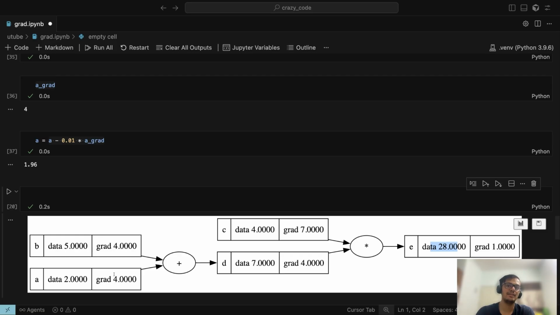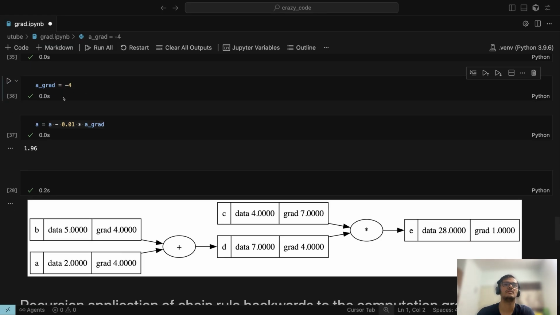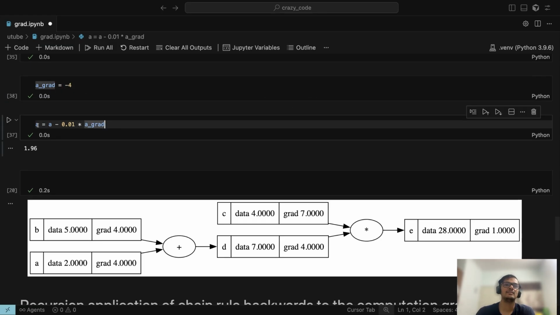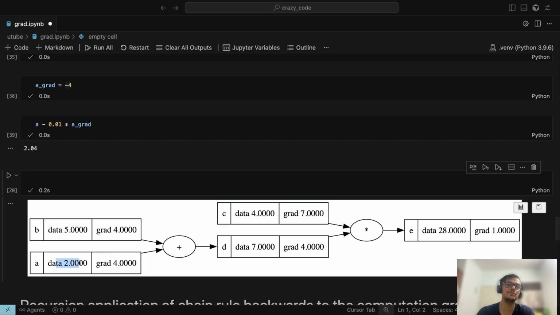Now if, for example, the gradient was, instead of 4, -4, now what we would get as the new a value, instead of 1.96, we would get 2.04. It actually increased this data value because our gradient of a tells us that it's negatively impacting the error. It means increasing this value will actually help reduce the error, right?